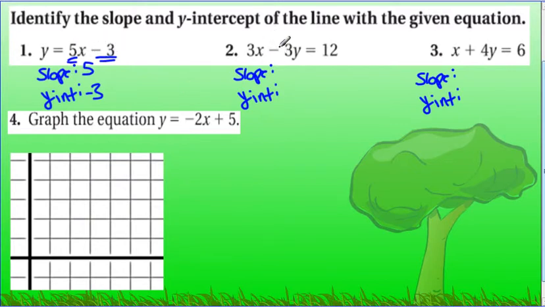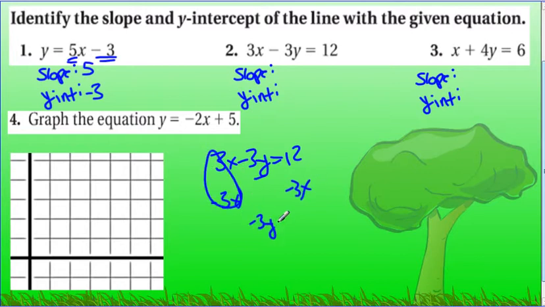Here, we can't tell just by looking at it. You can't say slope is 3 and y-intercept is 12 because that's wrong. You have to get the y variable by itself first. So I've got some scratch paper down here. 3x minus 3y equals 12. Get the y by itself. So I'm going to start by subtracting 3x. We get -3y equals -3x plus 12. And now we need to divide by -3.